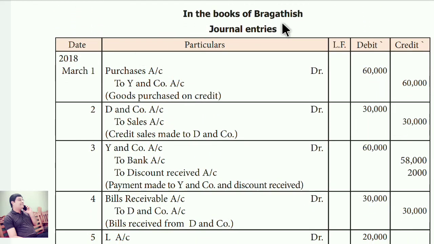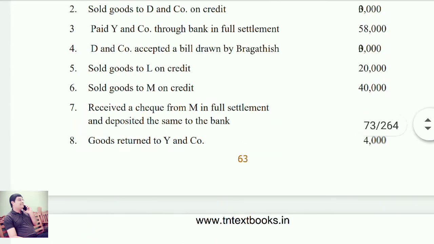You have to write on a single page, in the books of Bragitesh. Below that, on the next line, you have to write journal entries: date, particulars, LF, debit. Below that, you write rupees, credit. Below that, you write rupees. 2018 March 1. Opposite the 1, you write purchase account debit to Y&N Company account, rupees 60,000. Now see the second one.